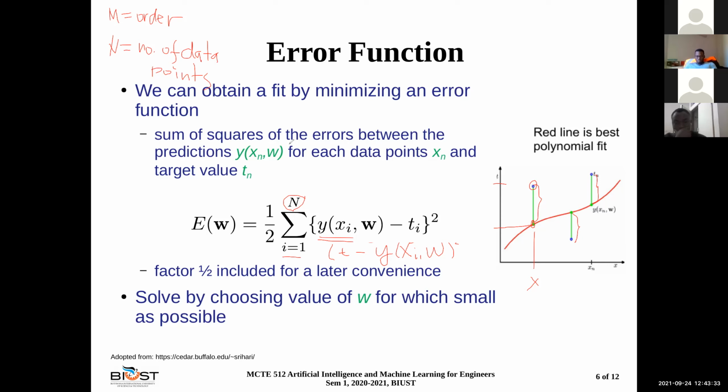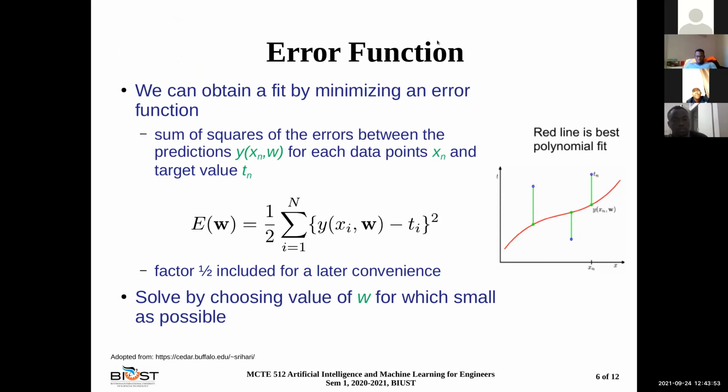I want to see. Okay, so now, do you understand this part here? Why we are squaring the error term? Do you understand? Why do you square the error term?